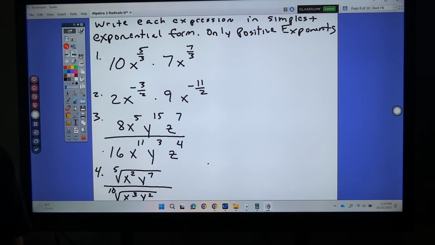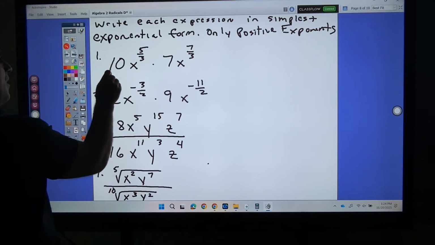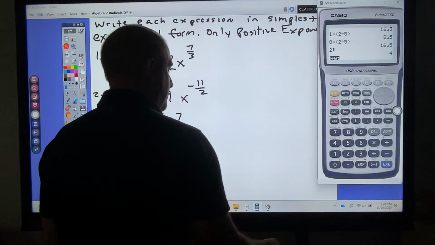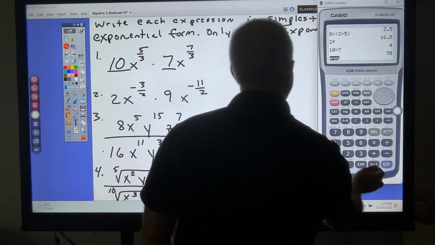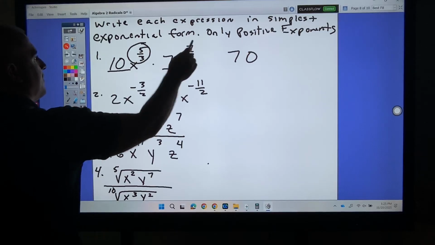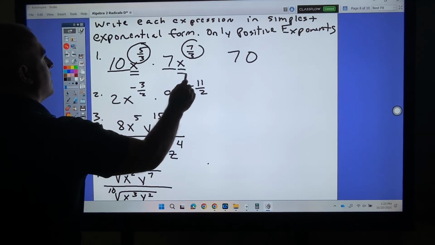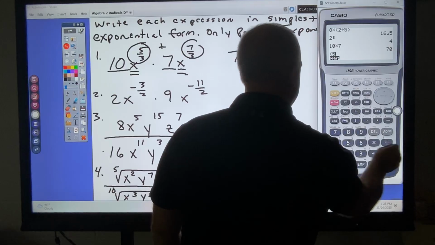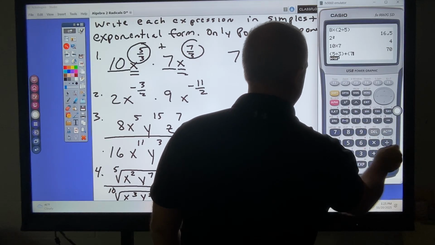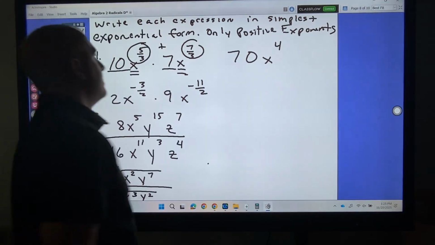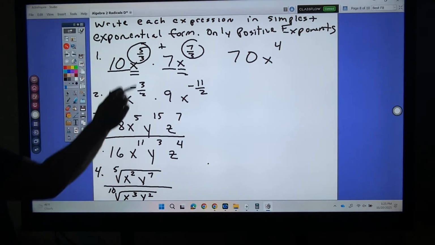Okay, now the next ones involve properties. Okay, and with the coefficients, you can just type them into the calculator like you see them. So that's 10 times 7. All right, so that gives me 7. Okay, now, what you want to do, if you have a like base, you want to add those exponents. Okay, so 5/3 plus 7/3. Okay, and that tells me 4. Okay, and my exponents are positive.